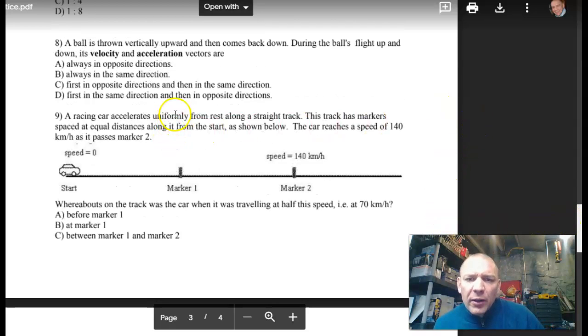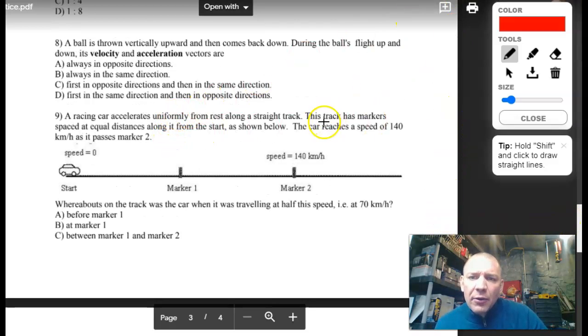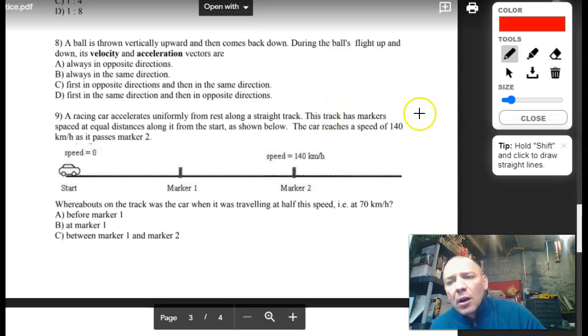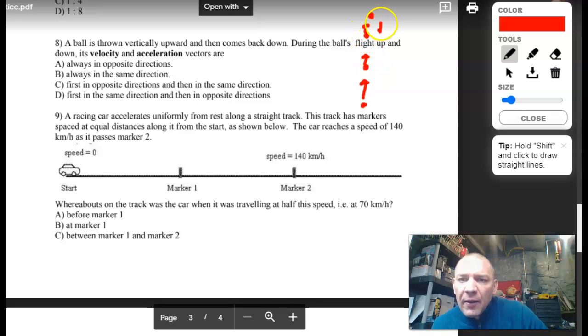A ball is thrown vertically upward and then comes back down. During the ball's flight up and down, its velocity and acceleration vectors are. So let's just draw a picture of that. A ball is going to be going straight up. It'll start slowing down, and eventually it stops, and then it's going to start coming down. So I'll just draw these little dots here.